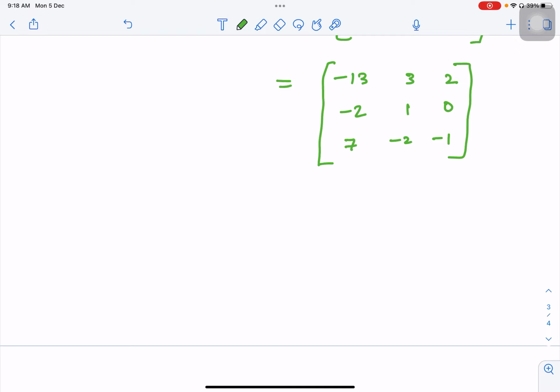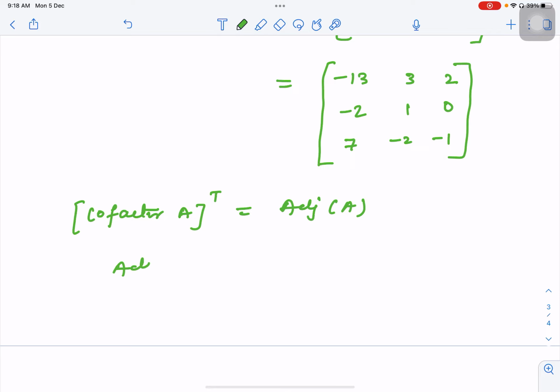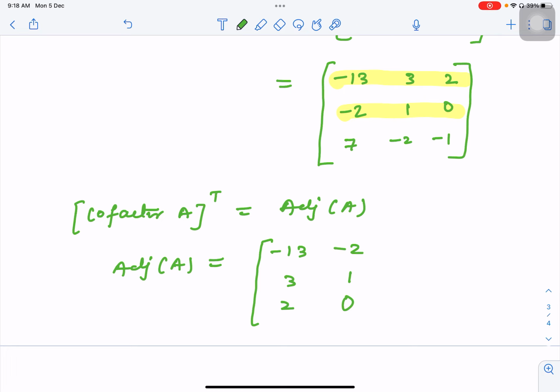Now, transpose of cofactor is nothing but your adjoint matrix. So, transpose में मतलब क्या होता है? Row becomes column and column becomes row. So, the first row will become the first column, so it will become minus 3, 3, 2. Second row will become the second column, so this is minus 2, 1, 0. Same way, third row will become the third column, which is 7 minus 2 minus 1. So this is my what?